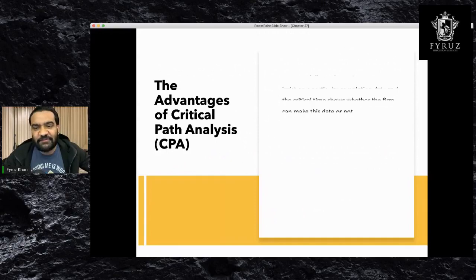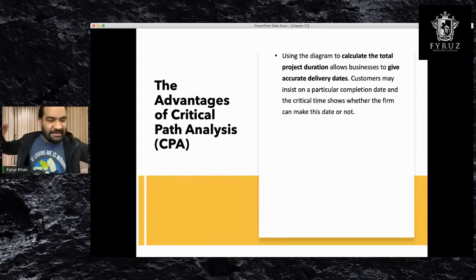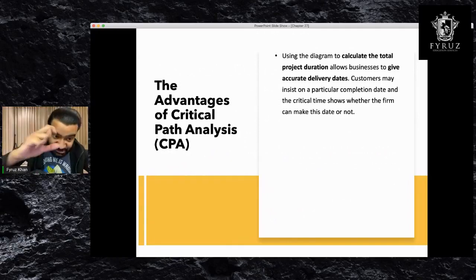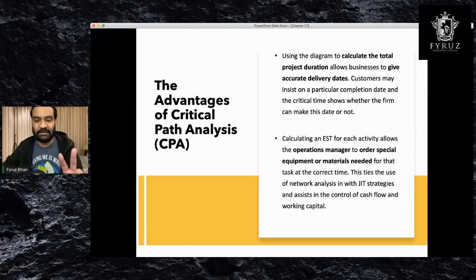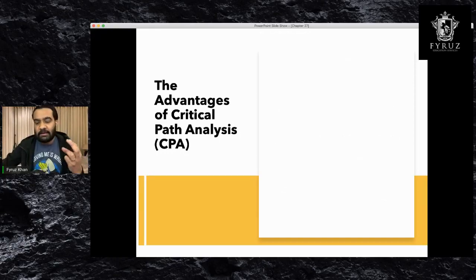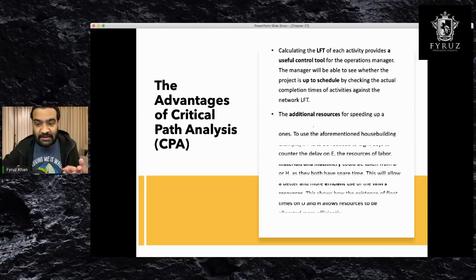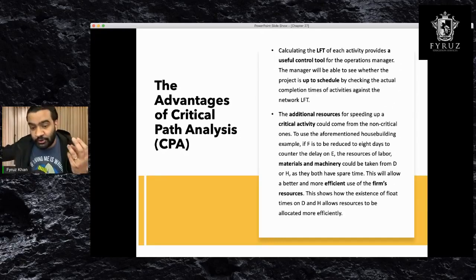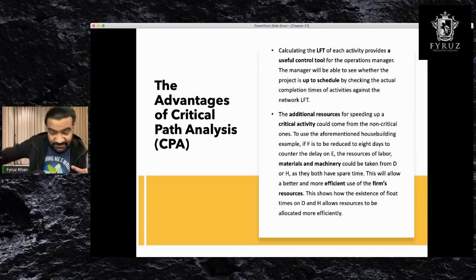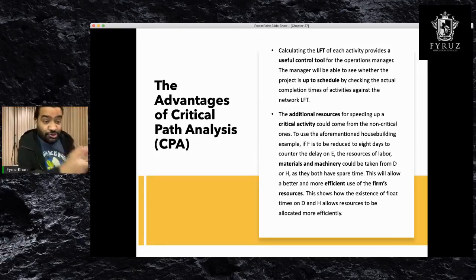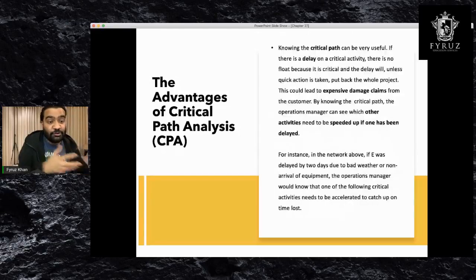So these are the advantages. First advantage is it helps you to calculate the total duration of the project or duration of each activity. Second, it helps the manager to order resources beforehand. Third, it helps you to calculate LFT. Fourth, it helps you order additional resources for critical activities. Number five, it helps you to know the critical path, which jobs are important for you to complete the whole project.